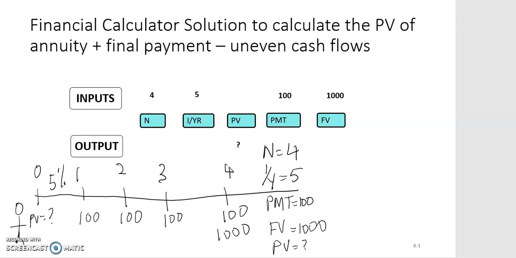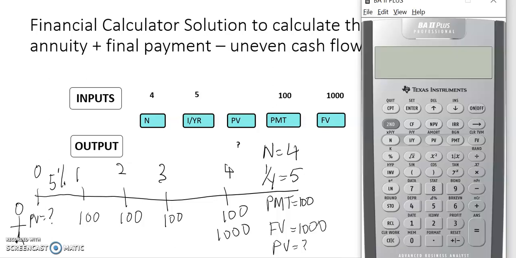This set of cash flows can be thought of as a bond which pays a 5% coupon rate and therefore pays $100 every year for 4 years, and at the end of year 4 the principal amount of the bond, $1,000, is also being repaid to you. Therefore, what is the price of the bond, or the present value of the bond today? So let's go ahead and use the financial calculator to find out the present value.